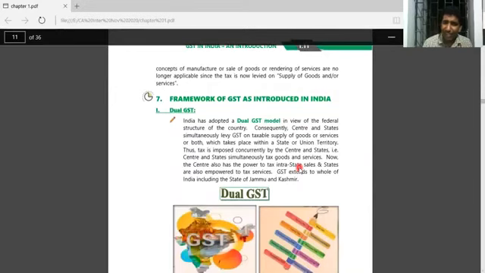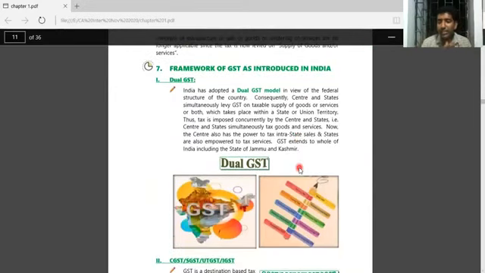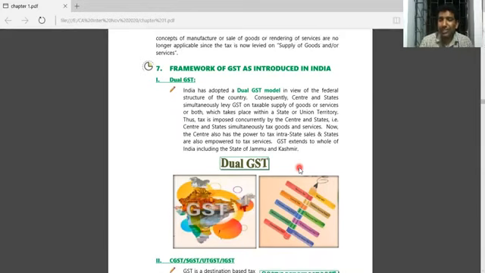Now we can see the framework of GST. GST in India is actually a dual model GST. So how did the government solve the deficiencies of the earlier system? The government introduced a dual model GST. India follows a dual model GST. So what is this dual model GST? Earlier we have seen central excise duty, which is levied only by the central government, so the taxes levied as central excise duty will be received by the central government. Now service tax is levied by the central government. Taxes received through service tax will always be with the central government.